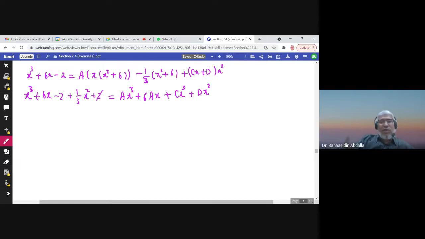2 cancels with 2. And now, what is the coefficient of x cubed in the left-hand side? 1. What is the coefficient of x cubed in the right-hand side? A plus c. Good. What is the coefficient of x squared in the left-hand side? 1 over 3. What is the coefficient of x squared in the right-hand side? D. Good. The coefficient of x is 6 in the left-hand side and 6a in the right-hand side. So a is 1. And if a is 1, then c is 0.